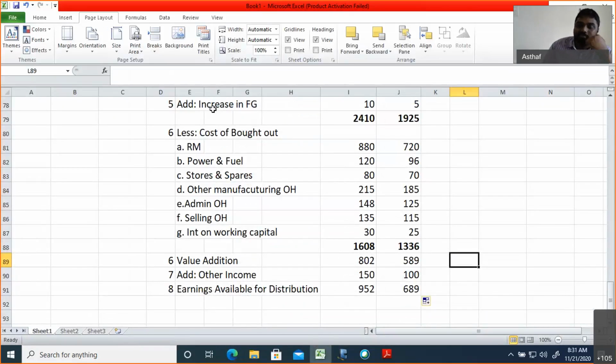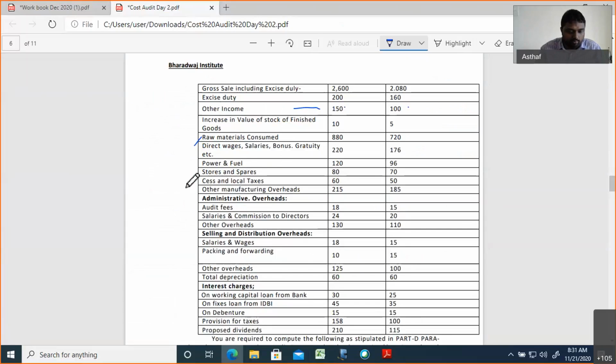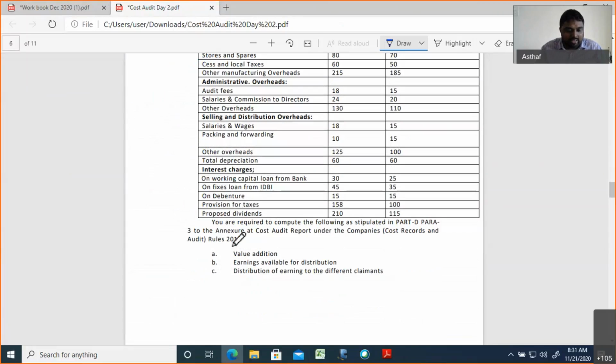So what item are they asking in this question? They were asking value addition. We find it out. So all will come, 2 marks or 3 marks. Generally for your exam they give 3 mark weightage. Earnings available.